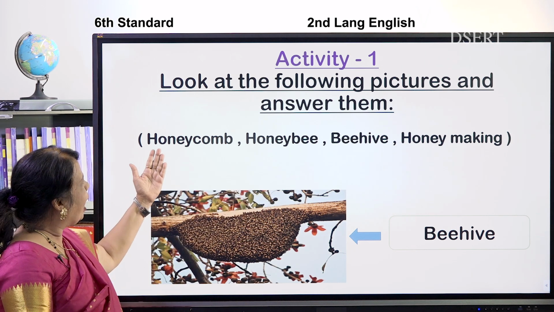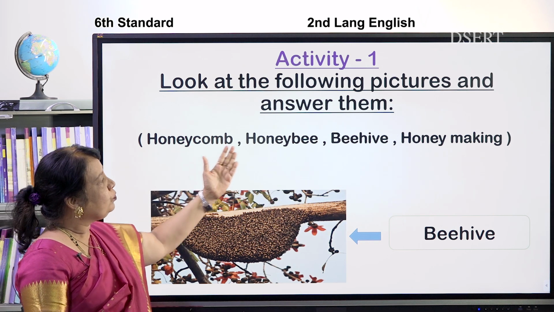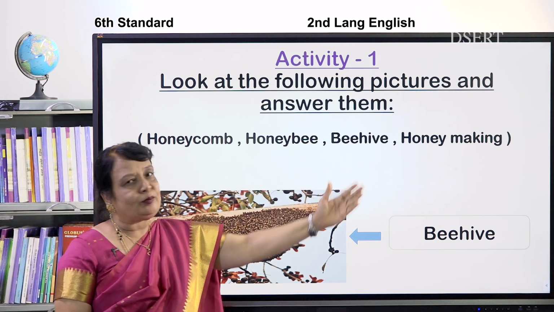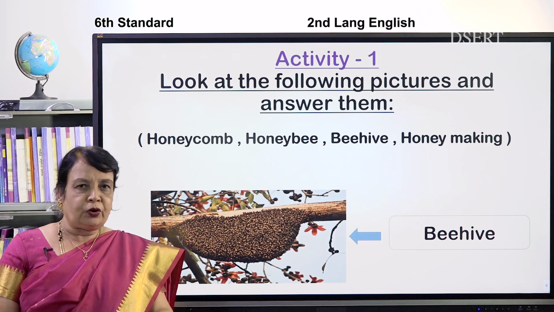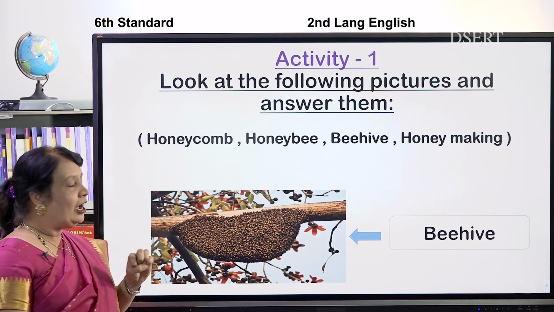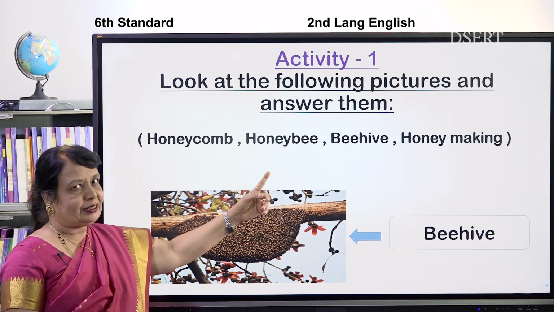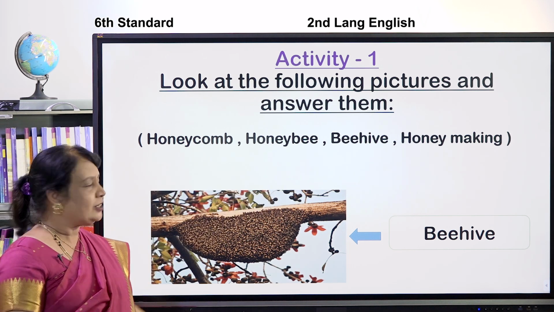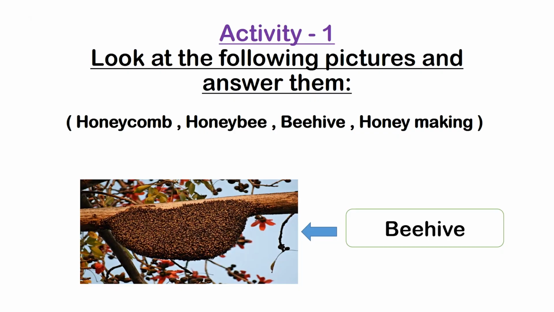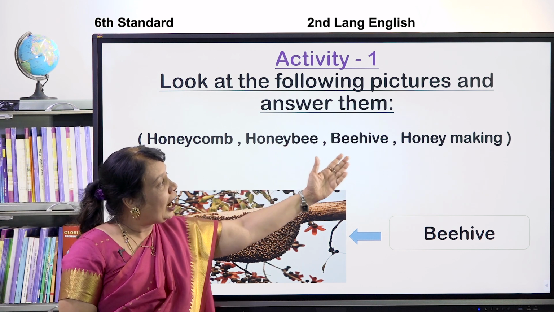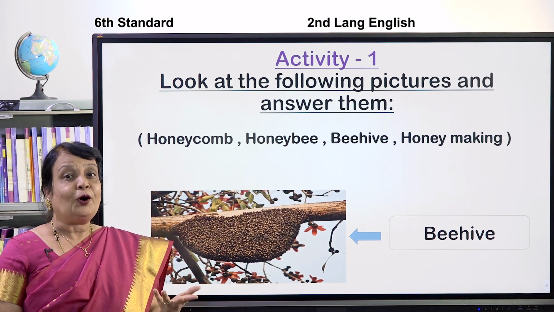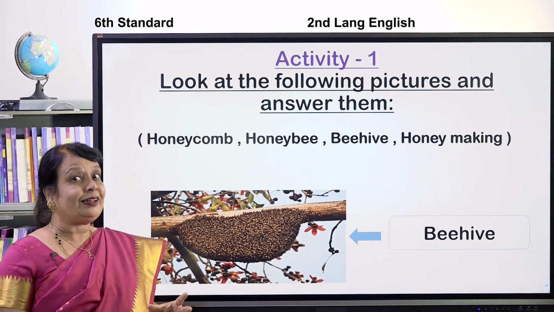Children, now I have 3 more words. For example, I am having honeycomb, honeybee and honey making. Now I am going to show you 3 more pictures. What you are going to do is, you are going to select and you are going to complete this. Yes. Will you do it? Yes. Honeybee. What is honeybee? Jeno hulu. Very good. It is jeno hulu. Honey making? ಹೌದು, ಜೇನುತುಪ್ಪವನ್ನು ಹೇಗೆ ಮಾಡ್ತಾರೆ, ಎಲ್ಲಿ ಮಾಡ್ತಾರೆ?